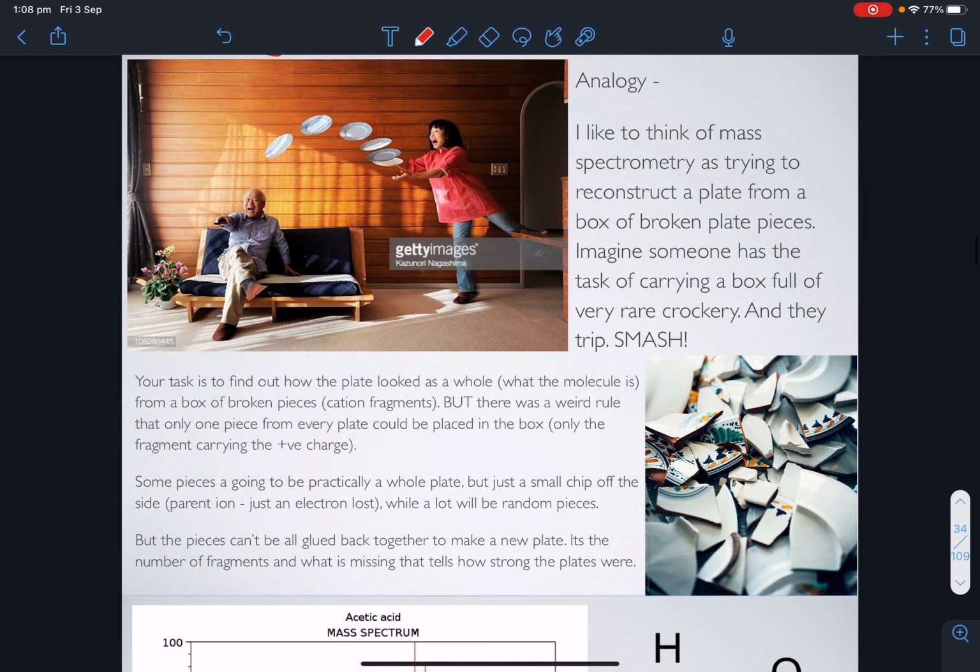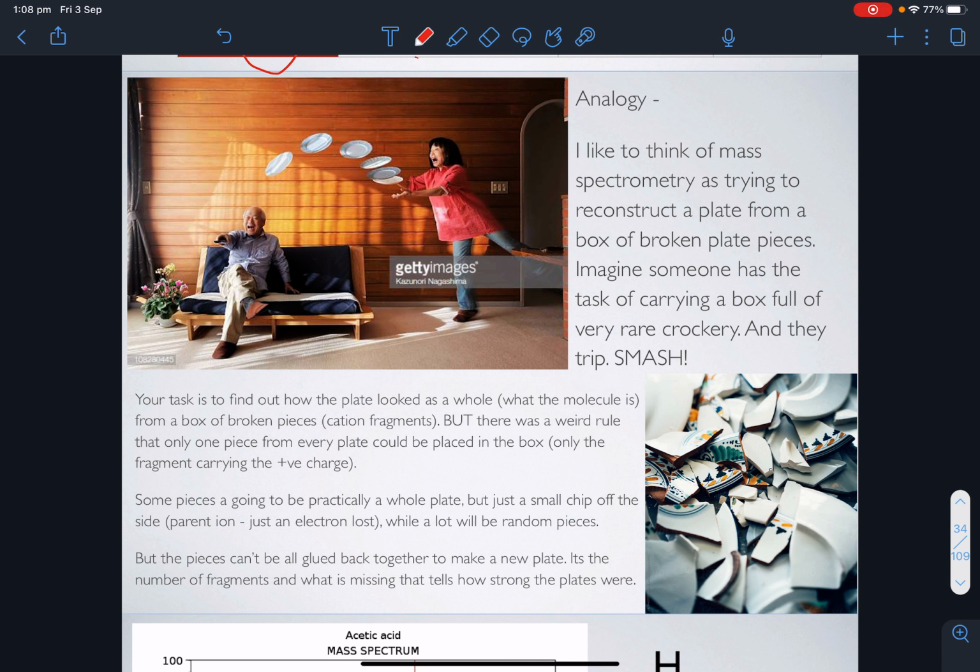Okay, mass spectrometry can be a little bit hard to think of. Why are you getting all these peaks, and what does it mean? Are we getting these in molecules? It can be quite confusing. And I remember at university, I thought of this kind of analogy. I don't know how well it works. Some people have told me it's not too bad though. Okay? I like to think of mass spectrometry as trying to reconstruct a plate design from a box of broken plate pieces.